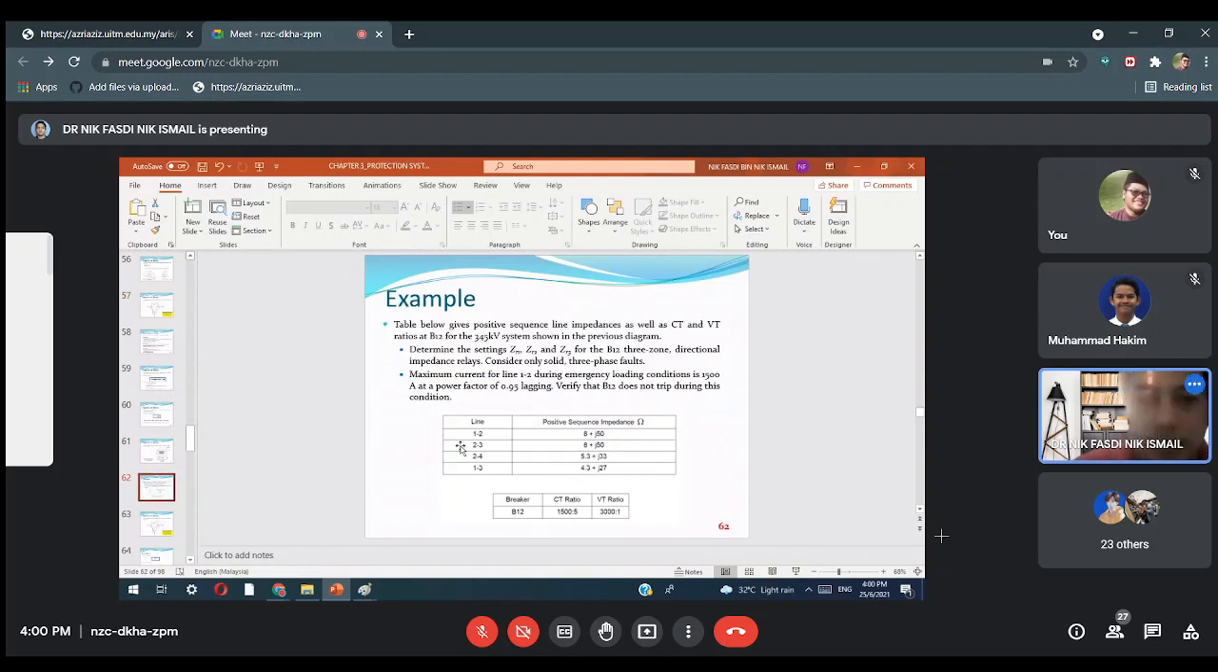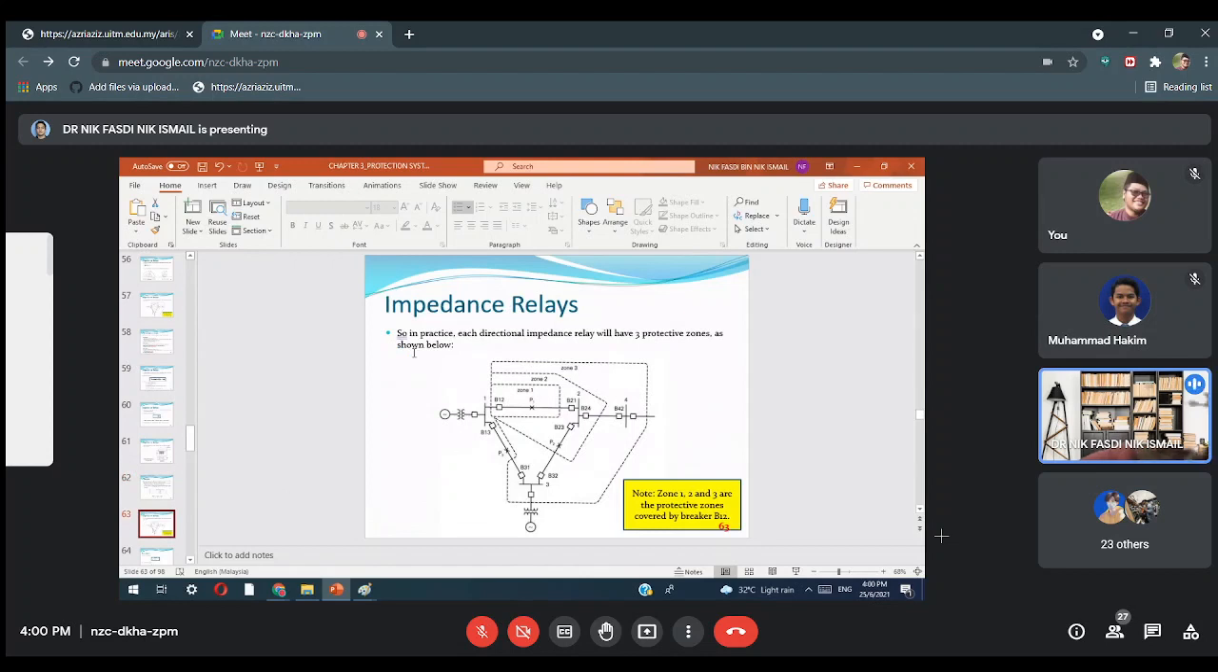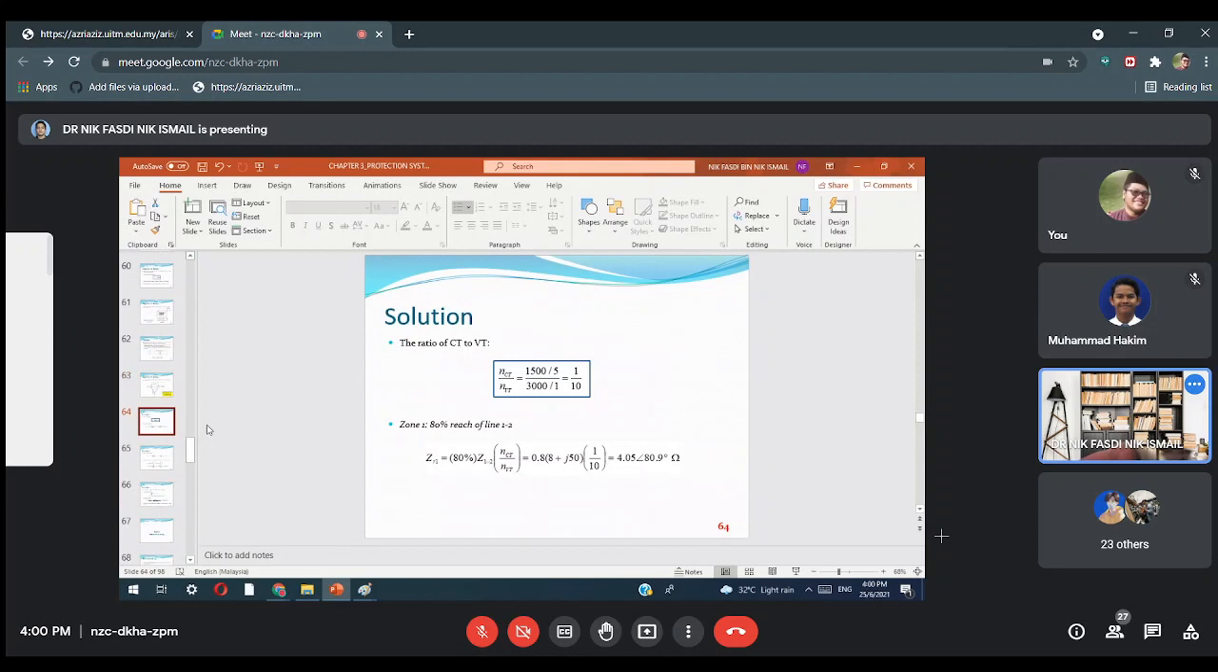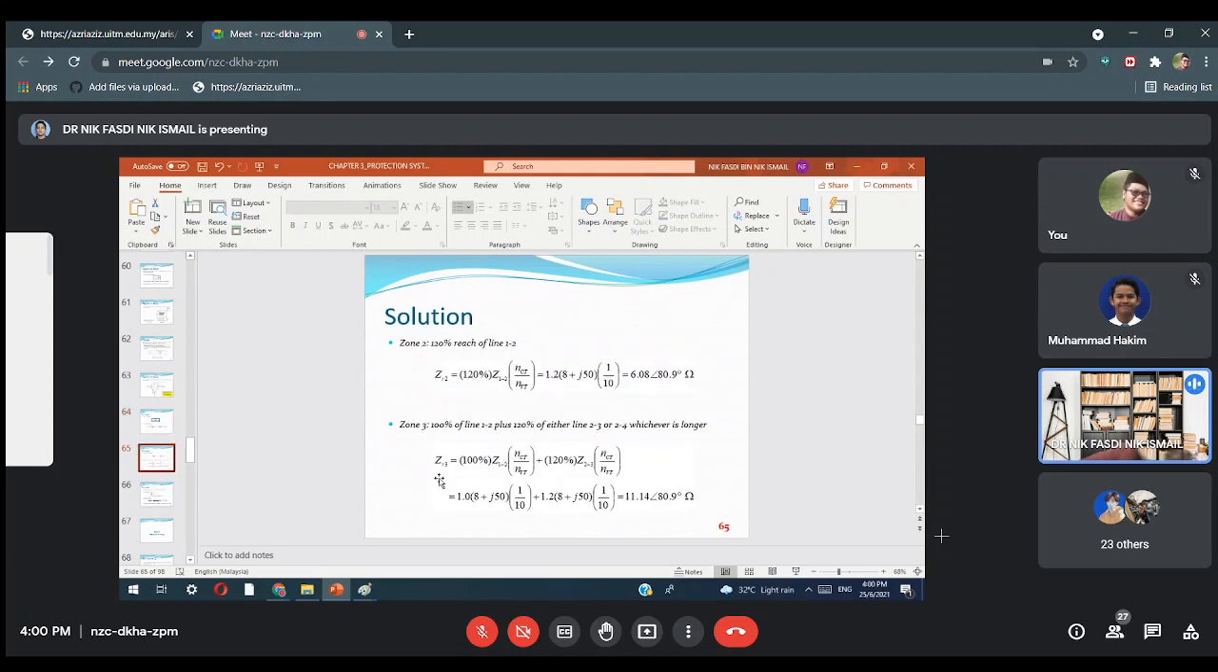Given the positive sequence impedance for each line, 1 to 2, 2 to 3, 2 to 4 and 1 to 3, and the ratios for the current transformer and voltage transformer. So where do we start? Here. In practice, each directional impedance relay will have 3 zones as shown below. Let's go back to this circuit. Now we want to determine ZR1, ZR2 and ZR3.